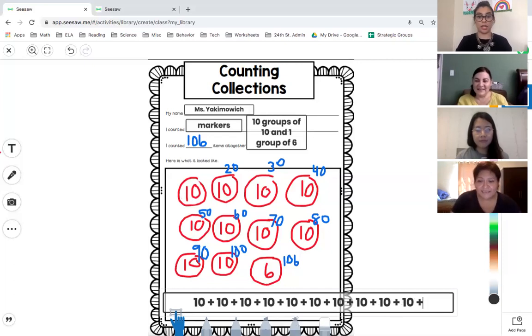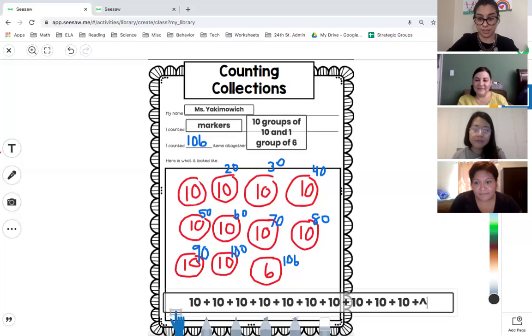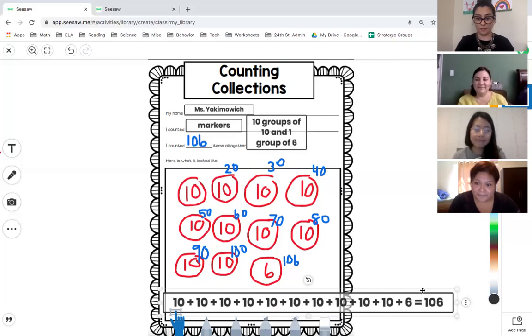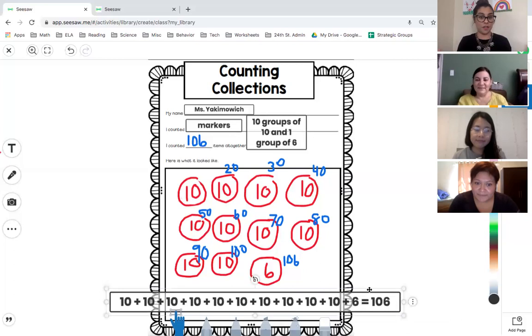We need to make sure we include all of our items in our collection, not just the ones that we want, all of them. So plus the 6 more that we have left over, that gave us a total of 106. Beautiful equation. And remember, it doesn't have to fit on the paper. It can go outside of the paper. That's okay. And here's our equation.